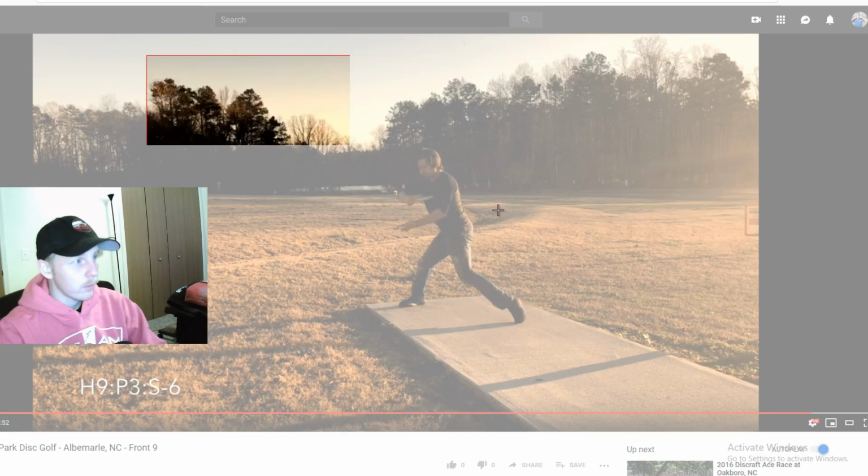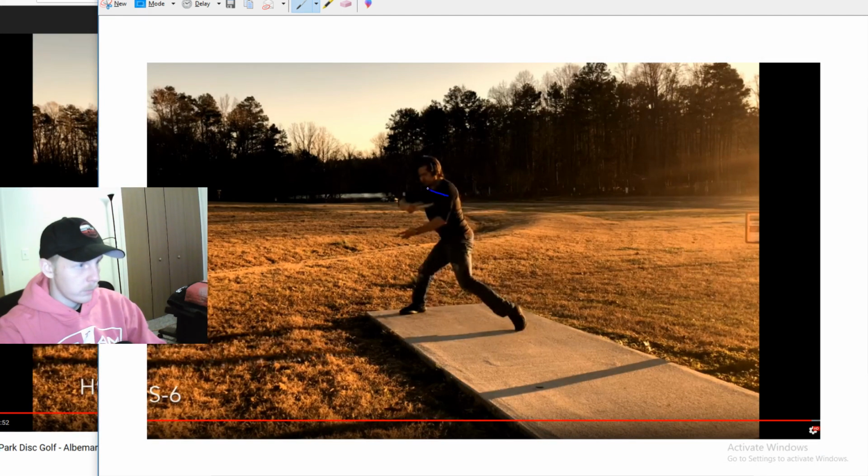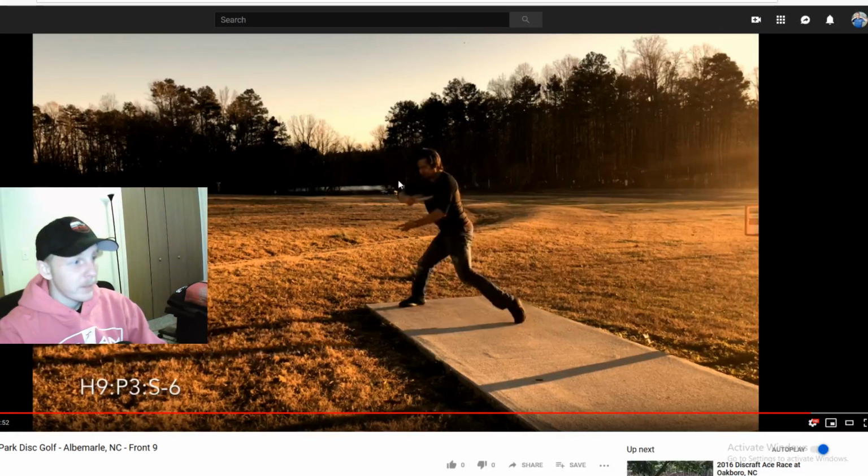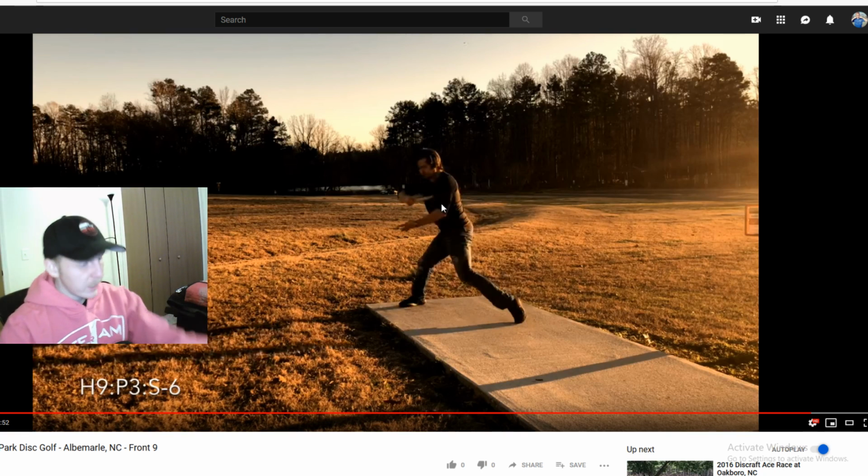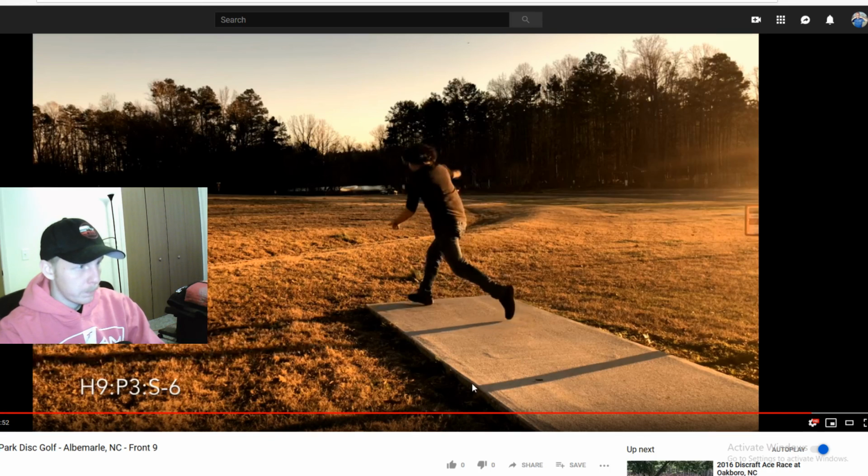If I were to draw the little arm angles, it goes there and there. That's 90 degrees. That's almost perfect. That's amazing. Look at that power pocket. His elbow is up. His left arm is at the front side of that shoulder pocket. That's really good. And then his arm extends.